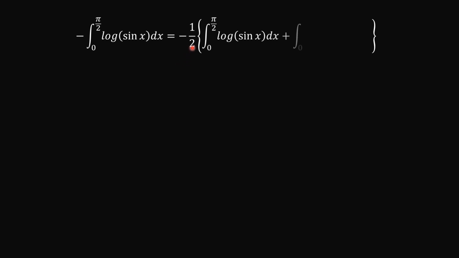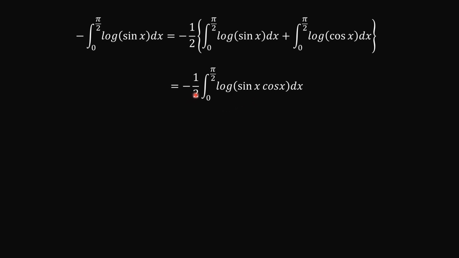How we're going to use that is, since our integral is the negative of the integral of the natural logarithm of sine x from 0 to pi over 2, that is the same as half of the integral from 0 to pi over 2 of log sine x dx plus log of cosine x dx. Using the properties of logarithms, where we have addition of different log functions, we can now just multiply whatever is inside the log functions.